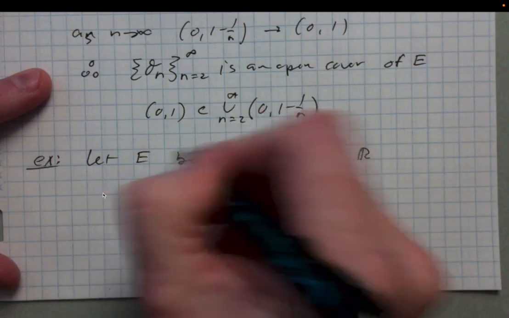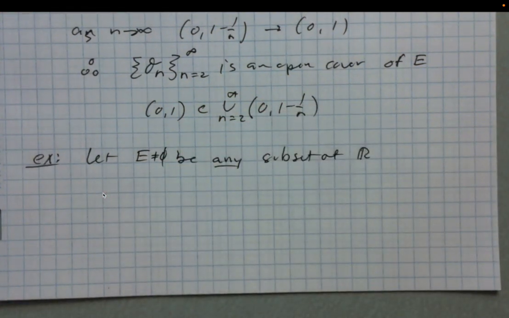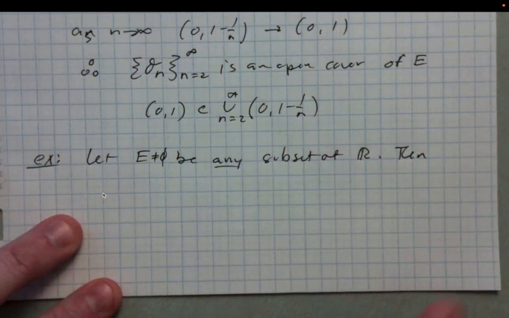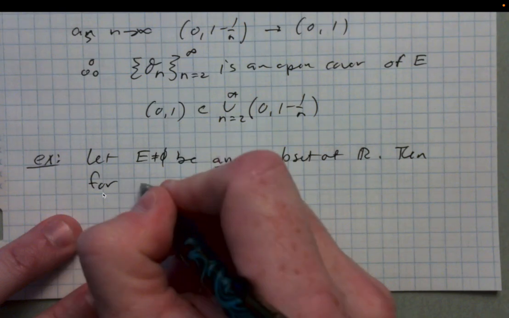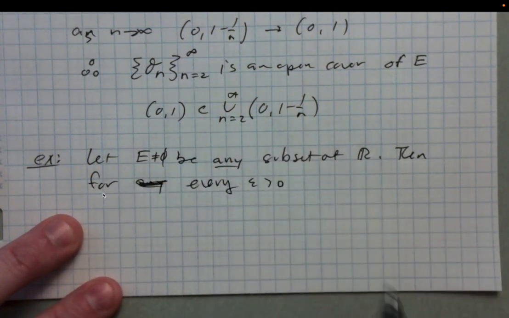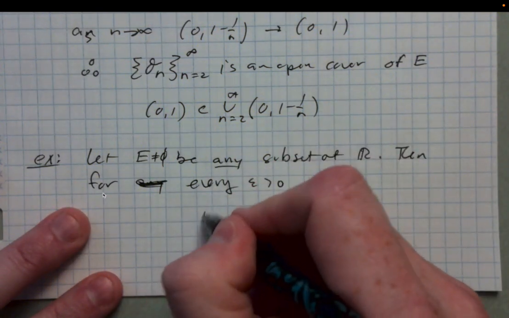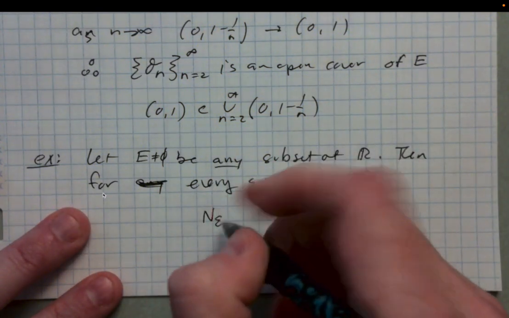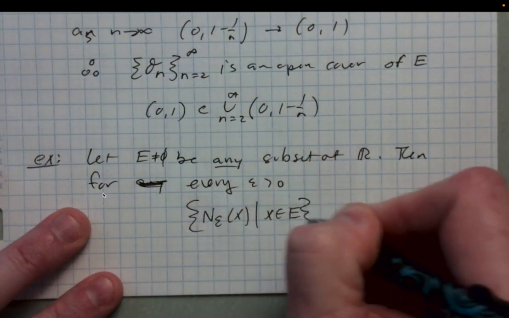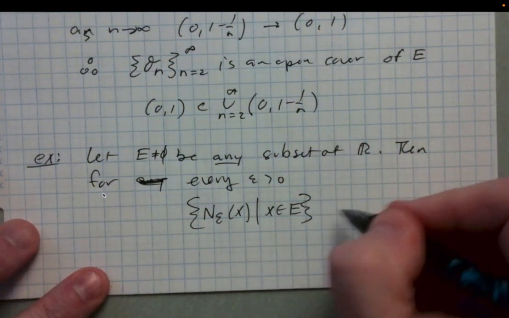Well, it's non-empty. I'll put non-empty. So let E be any non-empty subset of R. Then we could say for every epsilon greater than 0, the set of all epsilon neighborhoods of x such that x is in E, this collection will form an open cover of E.